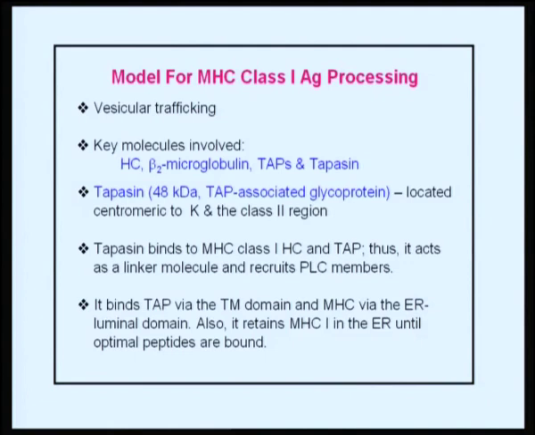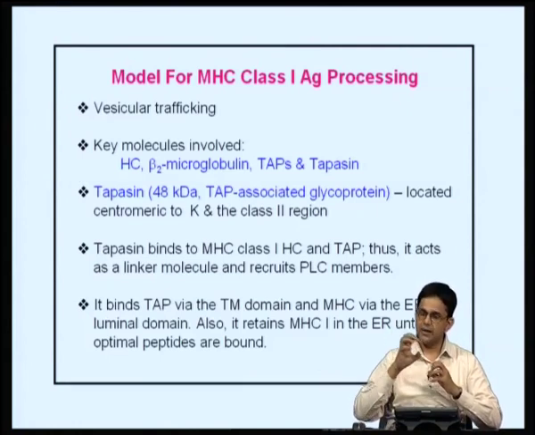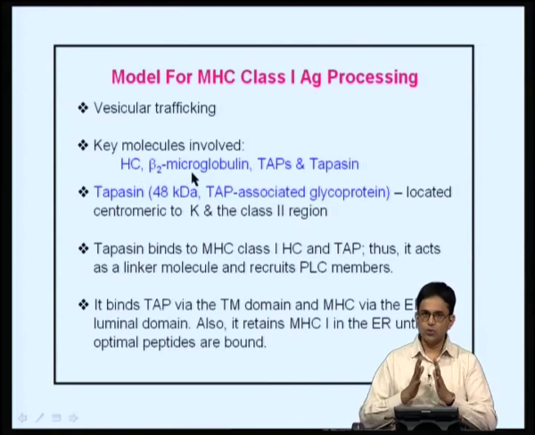So let us go over the model for MHC class 1 processing, vesicular trafficking. What do we define by vesicles? MHC molecules are present in the ER, and they travel from the ER to the Golgi to the cell surface as part of vesicles. That is the vesicular pathway that we are talking about. The key molecules involved are the heavy chain and beta 2 microglobulin, because those two form the MHC class 1 molecules.